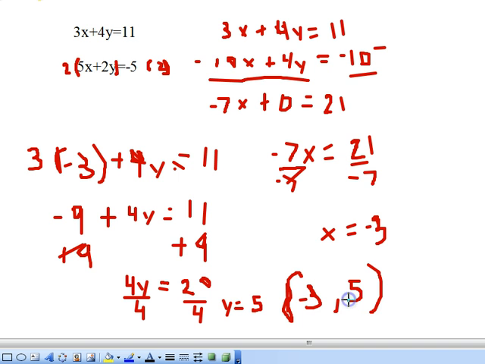We use the multiplication principle to be able to eliminate a variable by using the subtraction method in this problem. Remember, with the multiplication method, you're looking for what you can multiply by in one equation or both equations to be able to eliminate a variable, and then use the subtraction or the addition method. So it's just an extra step that you can use to help you.